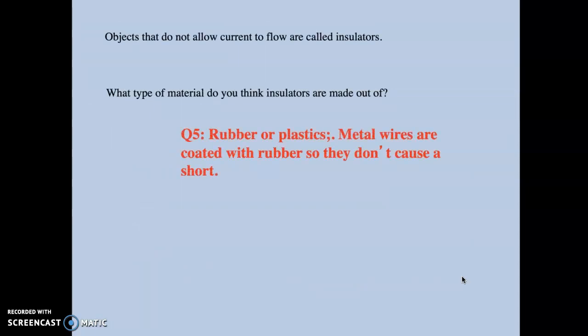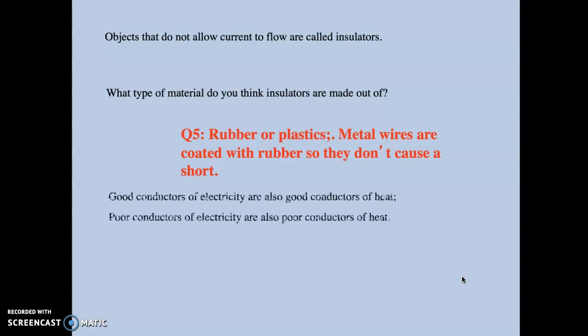Often these are made out of rubbers or plastics. So metal wires are often wrapped in some type of insulator like rubber in order for charge to only flow one direction. A short cannot occur, and that's important. So good conductors of electricity are usually good conductors of heat and so forth. Opposite, poor are poor.